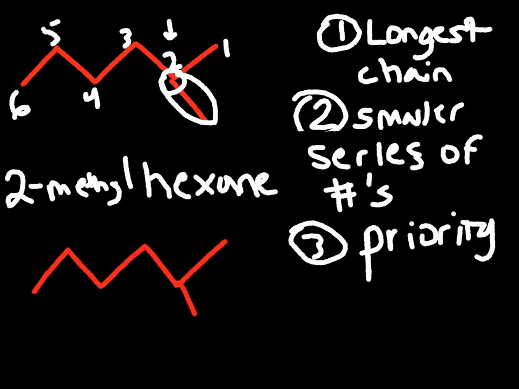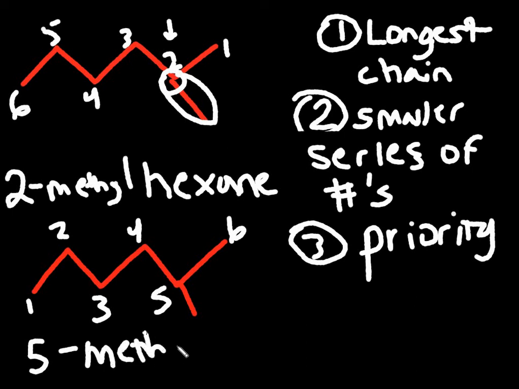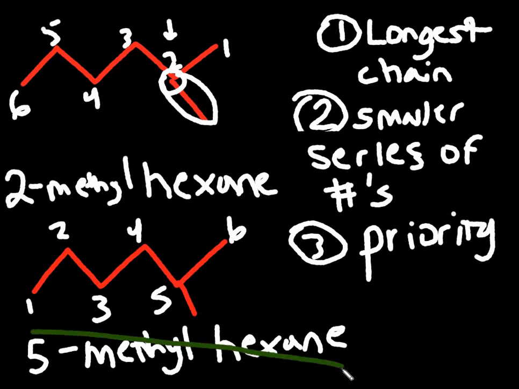Now, what if we had counted it this way? 1, 2, 3, 4, 5, and 6. That would be called 5-methylhexane. But unfortunately, this would be very wrong. You would receive no credit for that on the test.